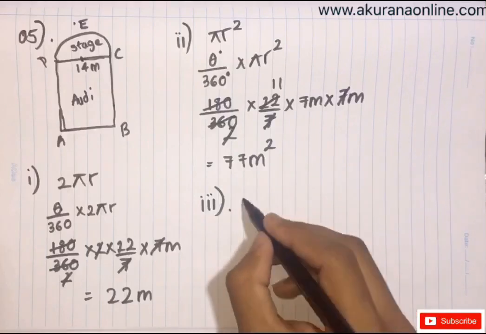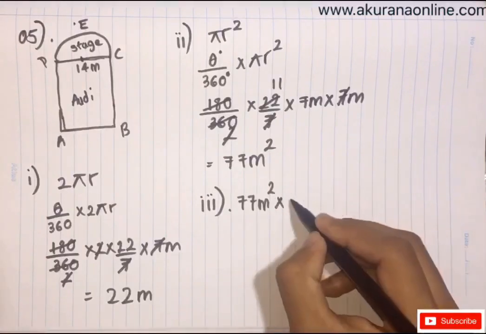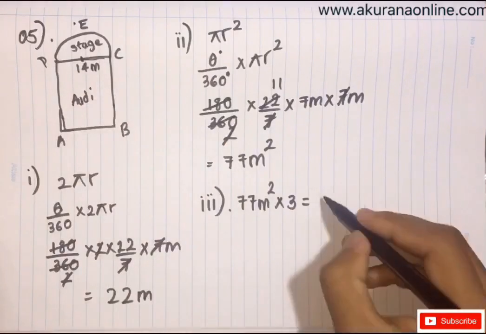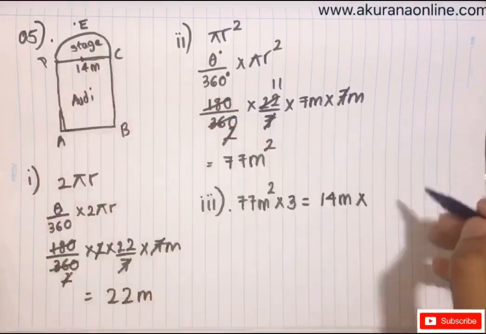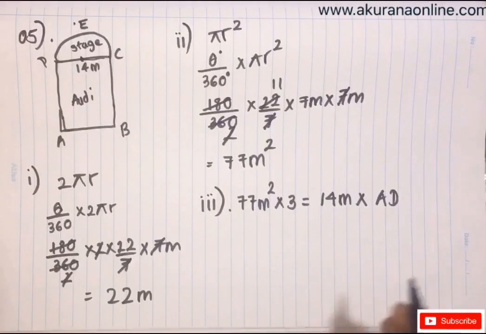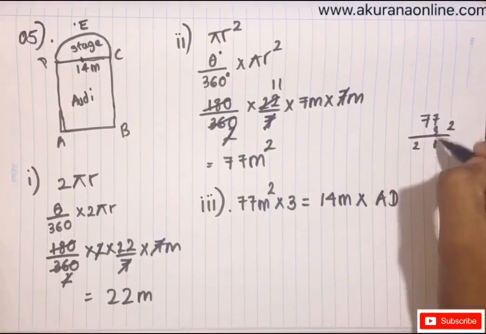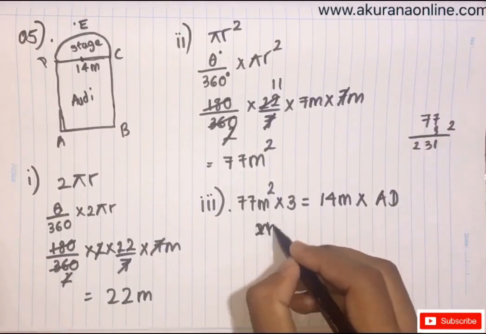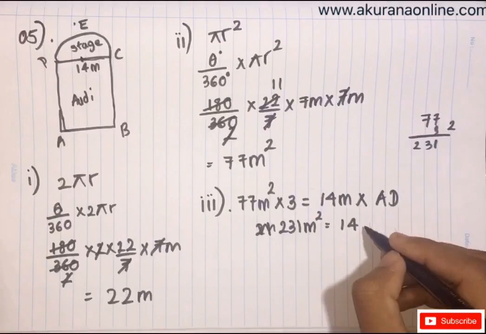Therefore, let us write this way. 77 meters squared multiplied by how many times is it? It's 3 times. 3 times should be equal to the area of the auditorium. Auditorium, how to find the area? You have to say 14 meter multiplied by the length. Length, I'll call it AD, since they are asking you to find AD. Therefore, 77 into 3. How much is 77 into 3? Sorry, 21, 2, 21, 23. 231. 231 meters squared is equal to 14.